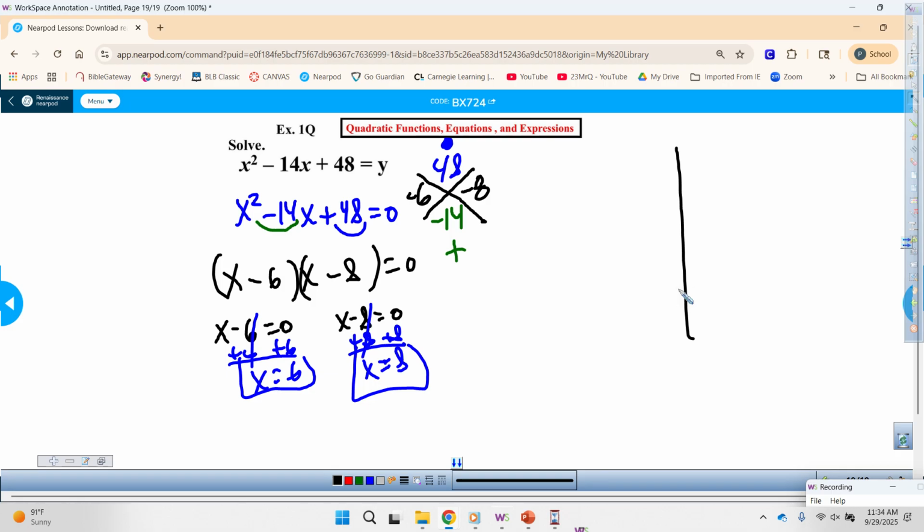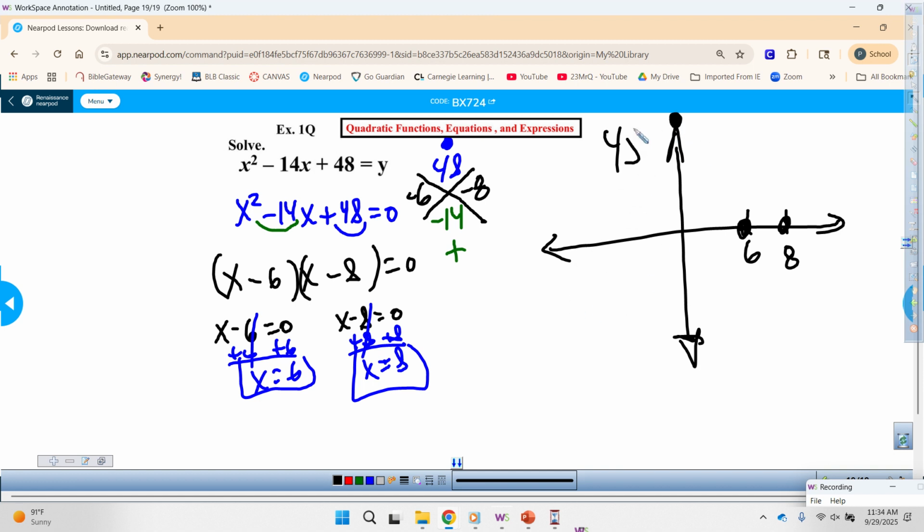All right, let's graph that. My x-intercepts are 6 and 8. What is my y-intercept? 48, way up here, from left to right.